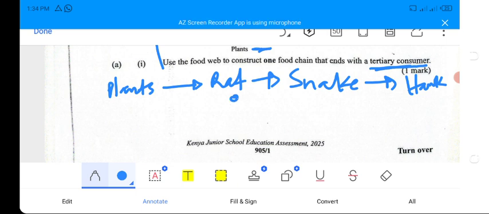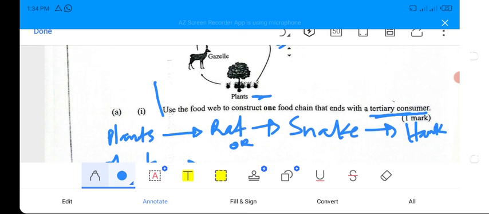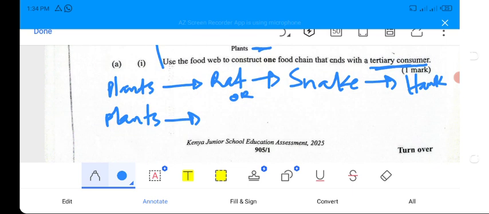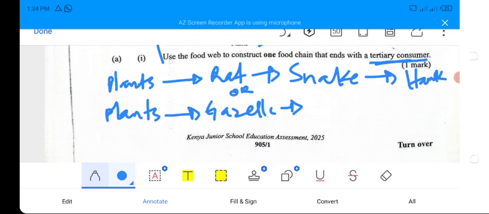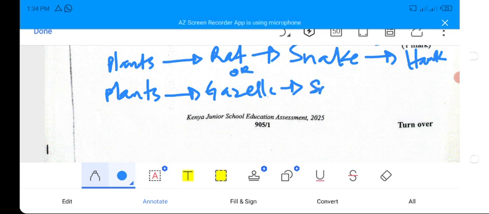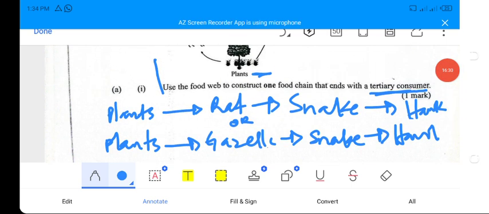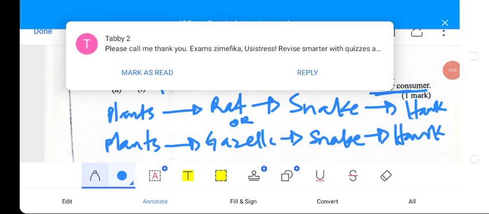or we could go with plants as the producers, because they are called producers because they incorporate the energy into the ecosystem. Then gazelle, then from the gazelle we go to snake, then we finish with the hawk. This is also a food web that ends with the tertiary consumers.